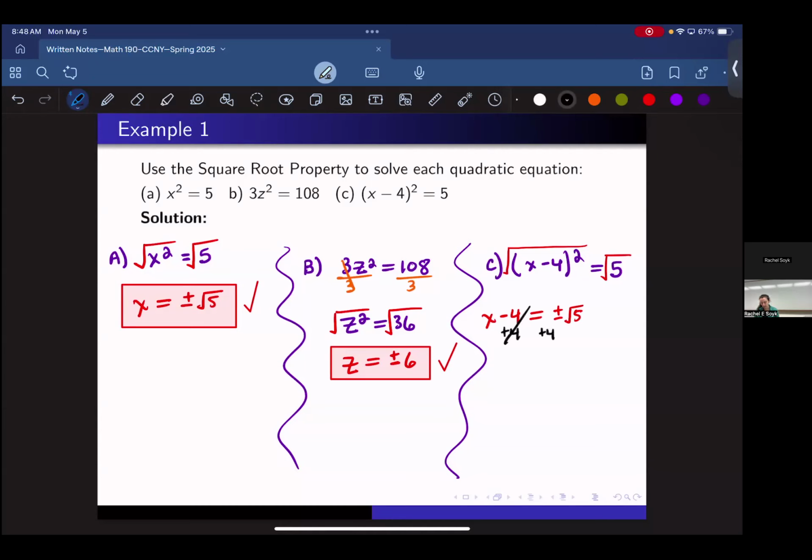And then the last step is we want to get that x all by itself. So we're going to add 4 to both sides. So our final solution is x is equal to 4 plus or minus square root of 5. And we're done.